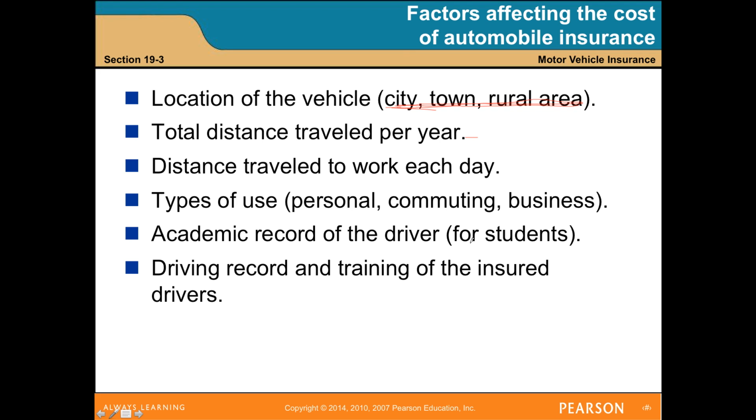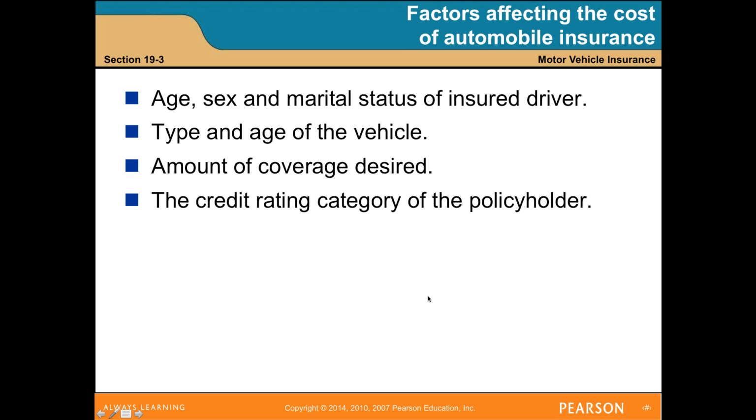Academic record of the driver. For students, you can get a discount. I know Geico gives you a discount if you show your enrollment verification form. You can get it from the registrar's office or financial aid, or just going straight to the clearinghouse, the Department of Education's clearinghouse, and getting that certificate provided to the insurance company, and you get a discount. So it's pretty cool.